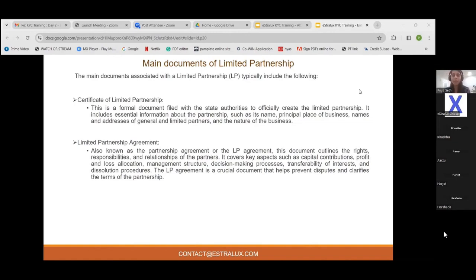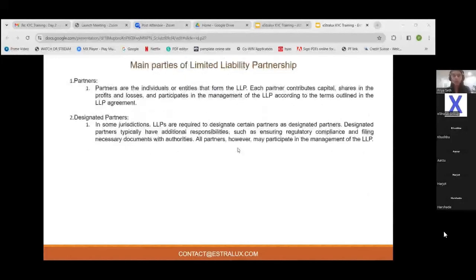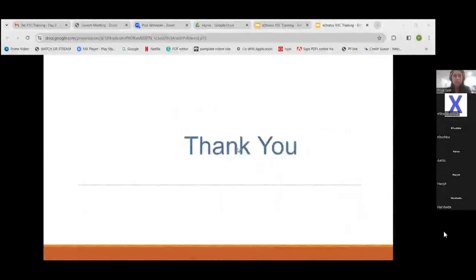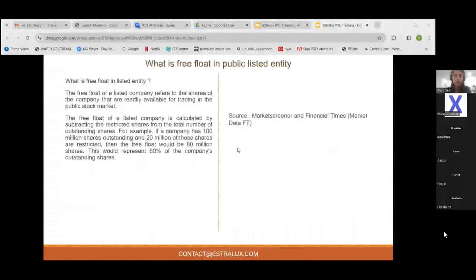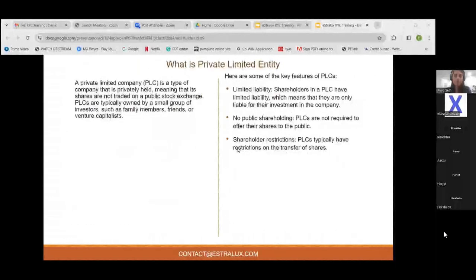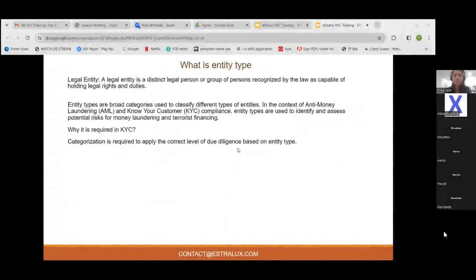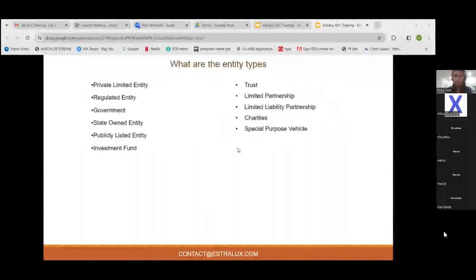That's it. So nothing in much detail, but yes, for that you have to actually know it. That is why we are doing it. First we understood what entity type is. Entity is a legal person or a distinct person recognized by law, so it is formed in there. That is entity type. Then what are the various entity types we learned?